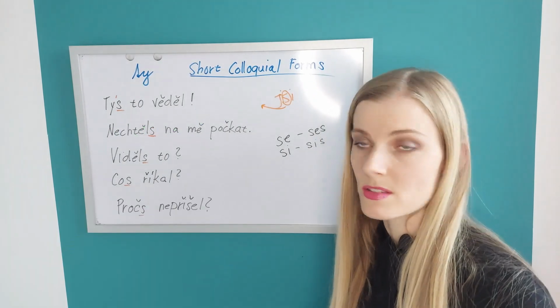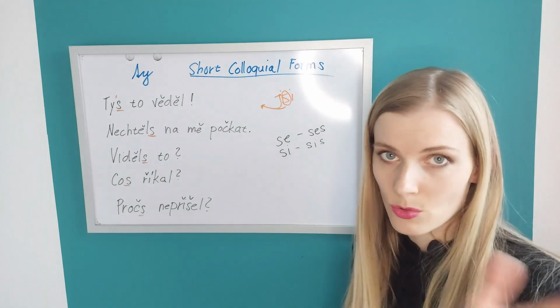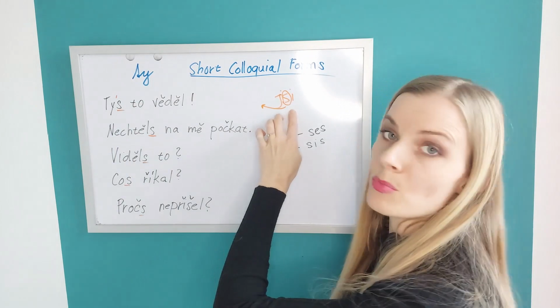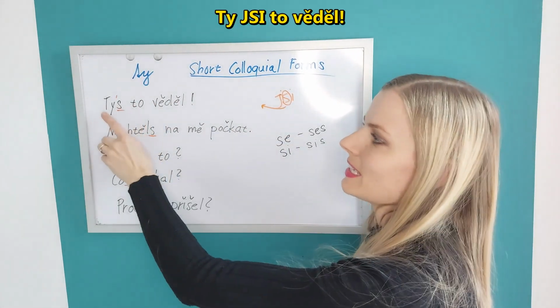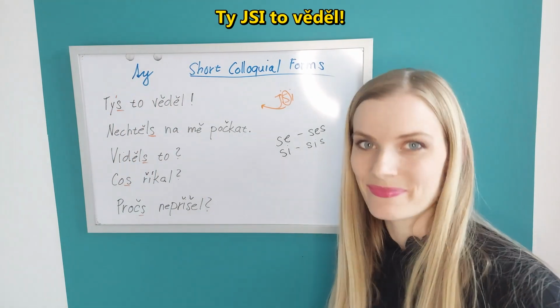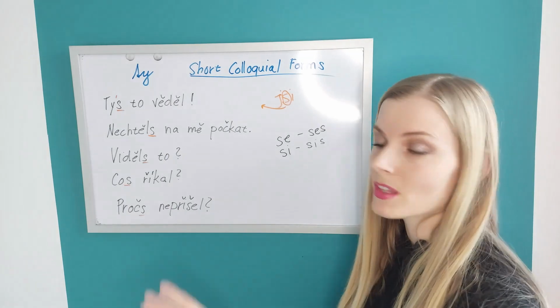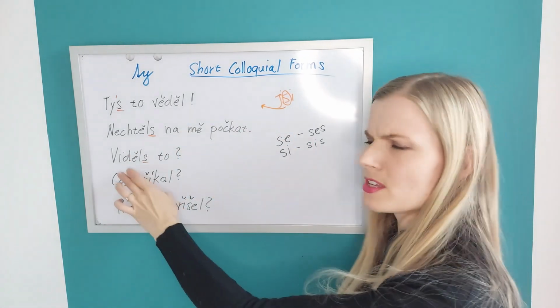Let's do the same exercise here as well. I will read these sentences, give you a second or two, and then you will tell me how it is with this proper form. Ty jsi to věděl. Super. Nechtěl jsi na mě počkat. Viděl jsi to?